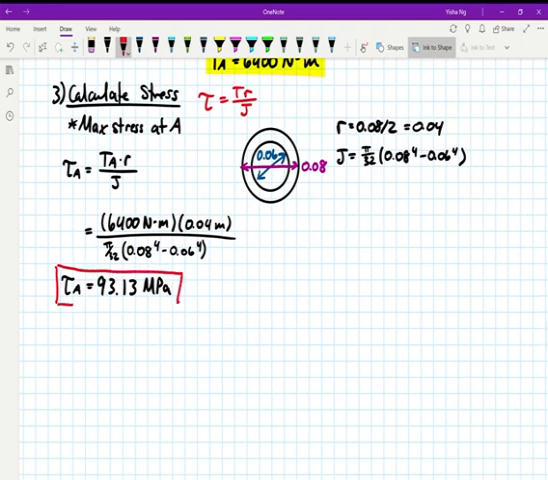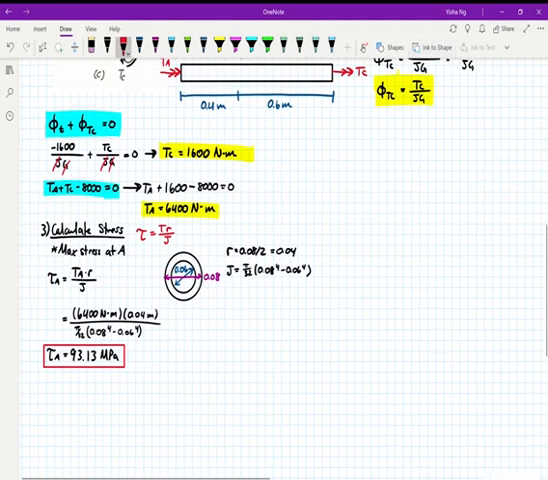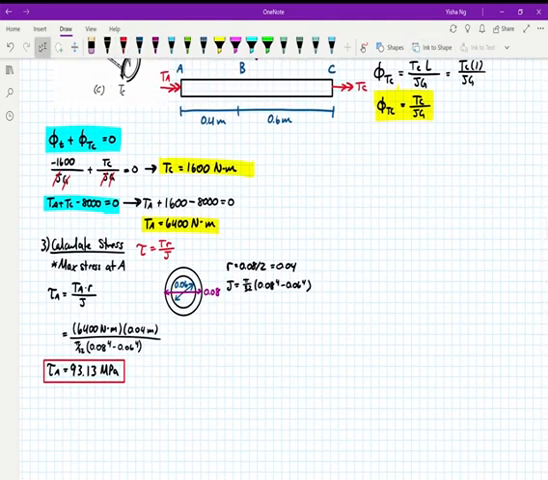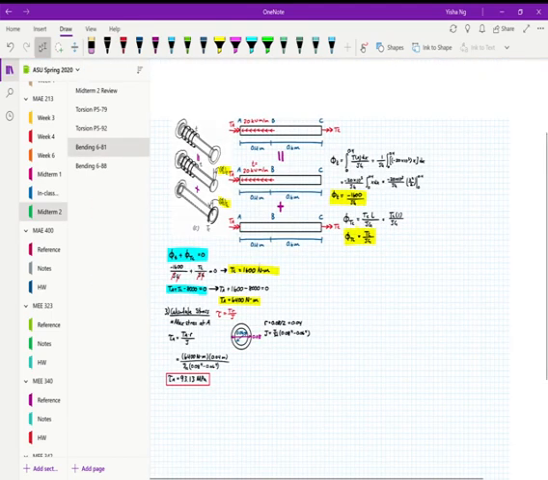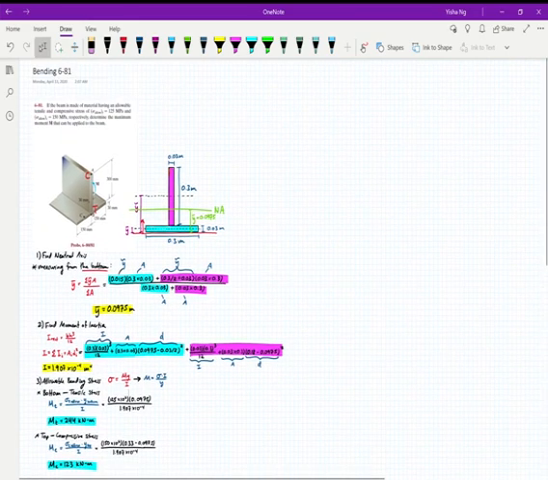I also wouldn't worry too much if your shear stress values are pretty large. Stress tends to be in the order of kilopascals and megapascals. I'm not going to guarantee that for sure, but don't worry if your numbers are really big, because sometimes stress is just a very large number. Okay, let's move on to bending.